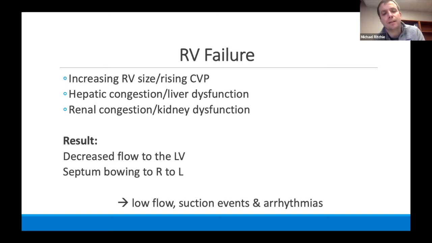What I talked about in my previous lecture with RV failure, at the bedside, you'll see a reduced TAPSE and you'll see reduced RV function. But the overall result is not only do you get decreased flow to the LV, but because the RV is dilating so much, it actually pushes that septum into the LV, and it can create a mechanical obstruction because it's pushing that septum close to where the inlet is, and it can cause there to be less flow due to both physiologically with RV failure, but also mechanical. What's going to happen is you're going to get low flow, you're going to get suction events, and then it can cause arrhythmias.